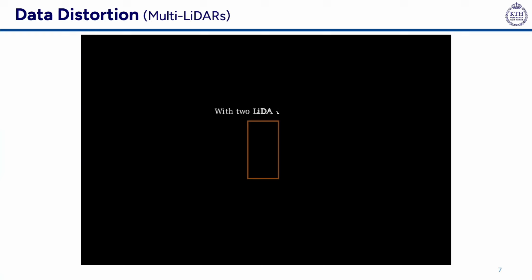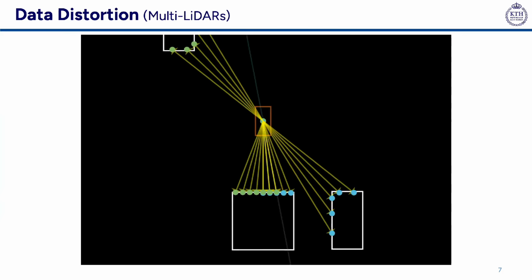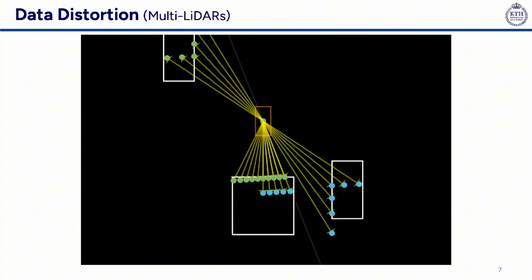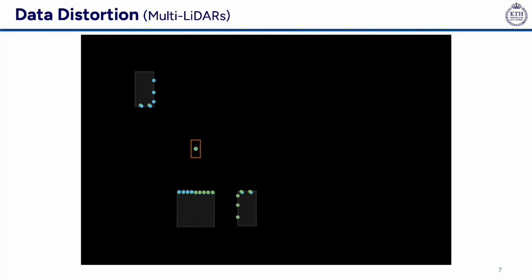Now let's consider if we have additional LiDAR. At first, when nearby objects are moving slowly, distortion might be hard to notice. But what happens if they move quickly? In that case, not only does a vehicle appear split, but there can also be multiple copies of the same object.